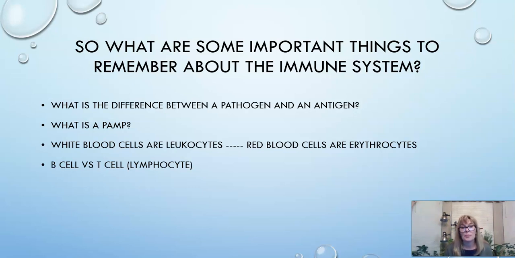So, what is a PAMP? A PAMP is a pathogen-associated molecular pattern. It's basically a molecular pattern or molecular shape that we do not find within our own bodies. So, a couple other reminders about the immune system. White blood cells are all referred to as leukocytes, while red blood cells are called erythrocytes.